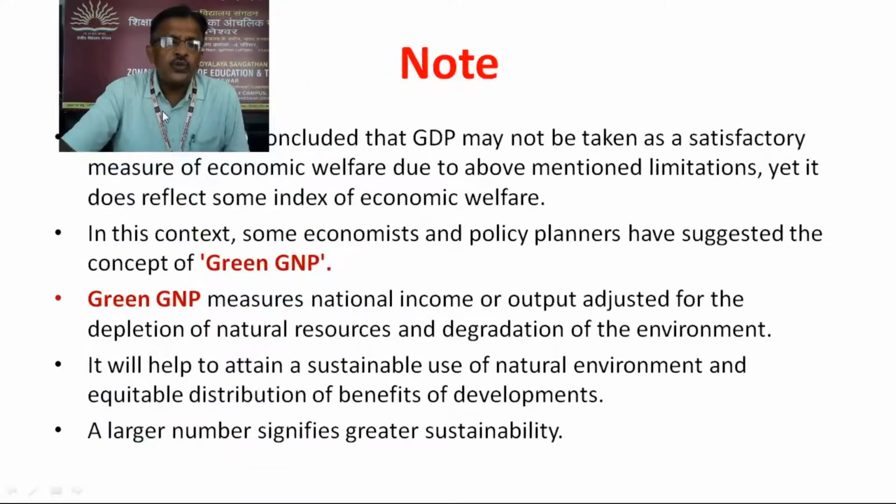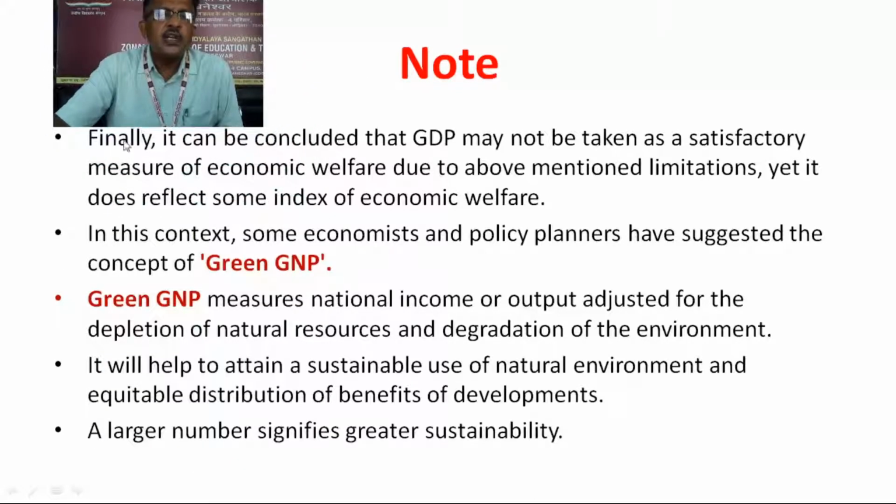And therefore, you should note that it can be concluded that GDP may not be taken as a satisfactory measure of economic welfare due to the above mentioned limitations, yet it does reflect some index of economic welfare. In this context, some economists and policy planners have suggested the concept of green GNP. Green GNP measures national income or output adjusted for the depletion of natural resources and degradation of the environment. It will help to attain sustainable use of the natural environment and equitable distribution of benefits of development. A larger number signifies greater sustainability.